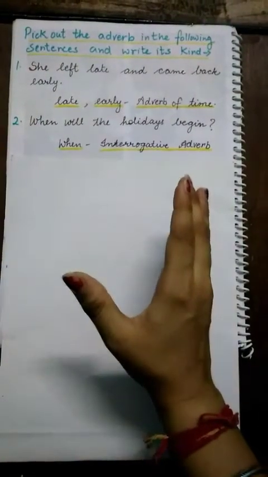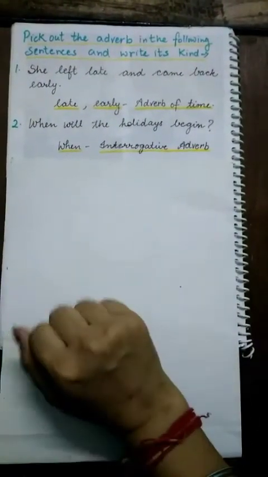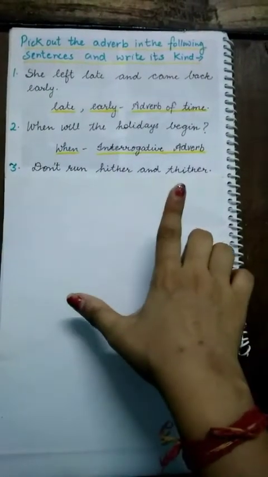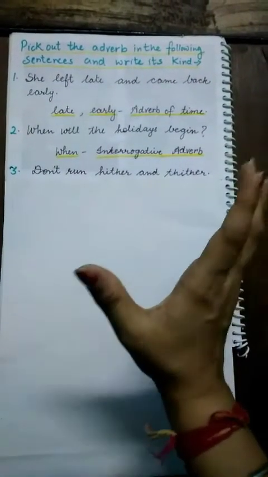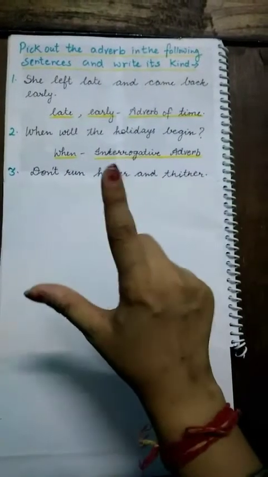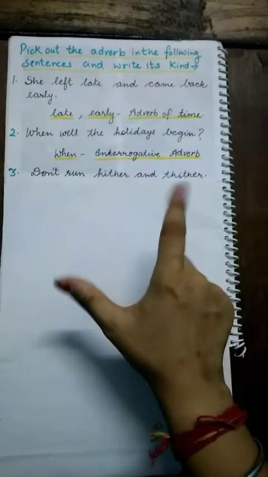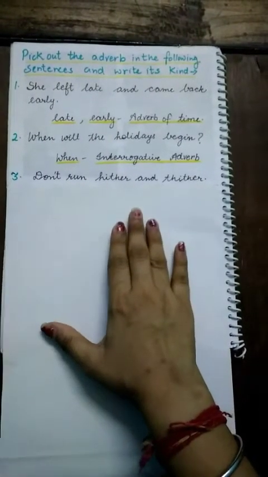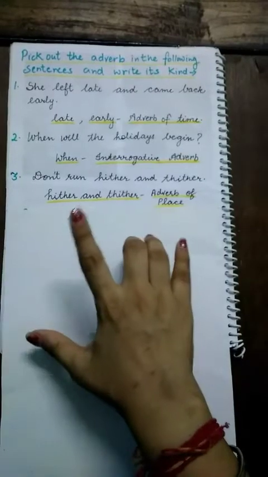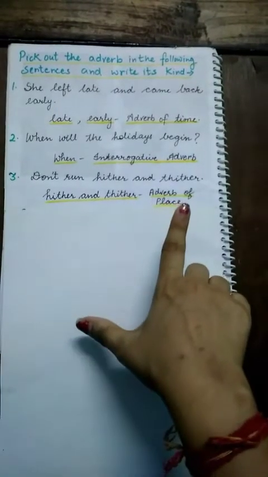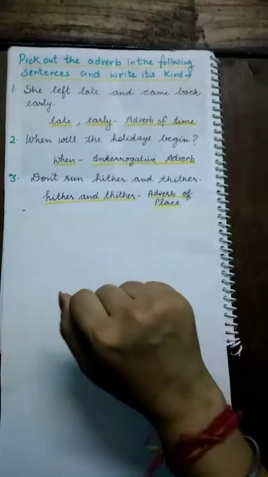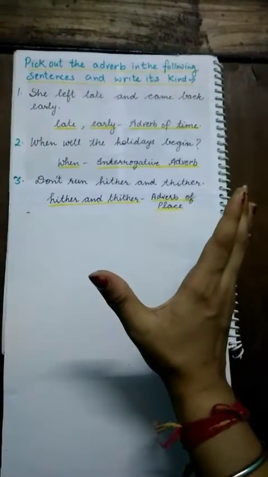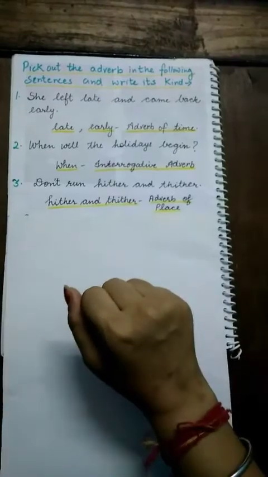Now let's talk about the sentence number 3. Don't run hither and thither. The meaning of these words is here and there. Yes, very good. Hither and thither show adverb of place. Now let's get back and discuss more about adverbs.